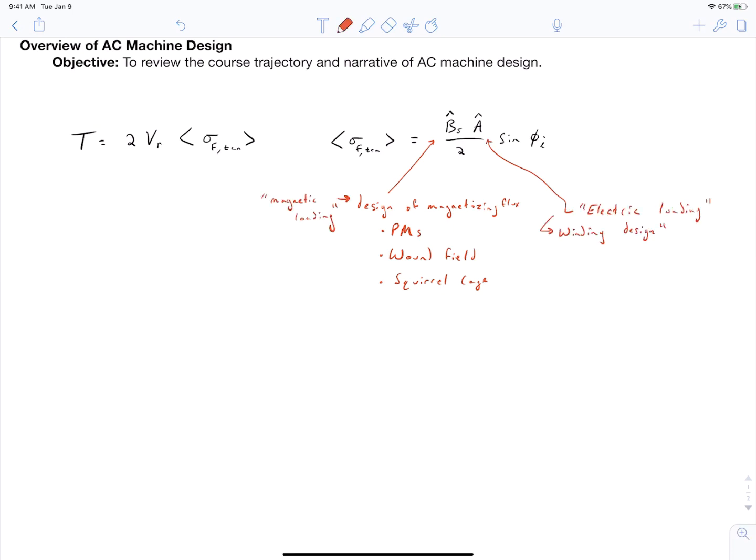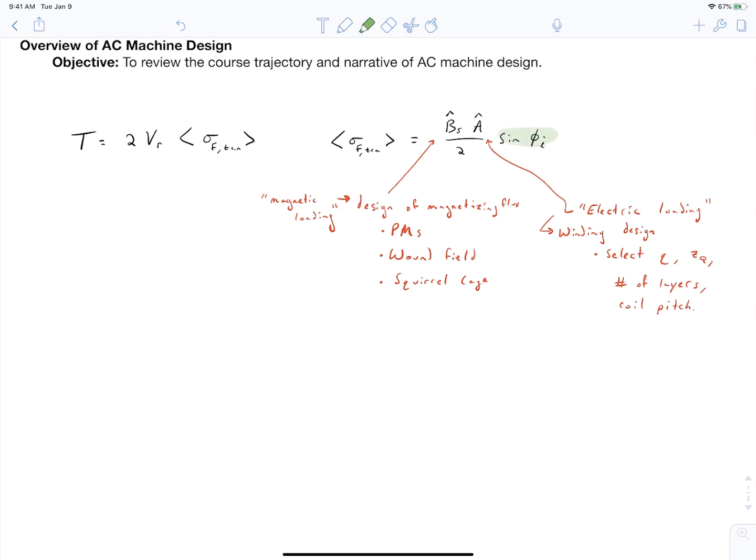And we create electric loading through the design of our stator winding. And our key decision points here is the number of slots per pole per phase, and the number of turns within a coil, the number of layers in our winding, and the pitch of our coils. And so we've just spent quite a bit of time talking about how you determine all of these things in our winding design unit.